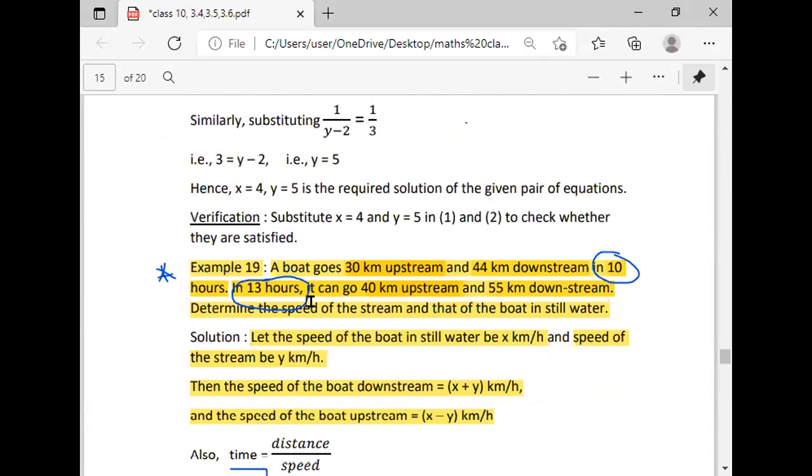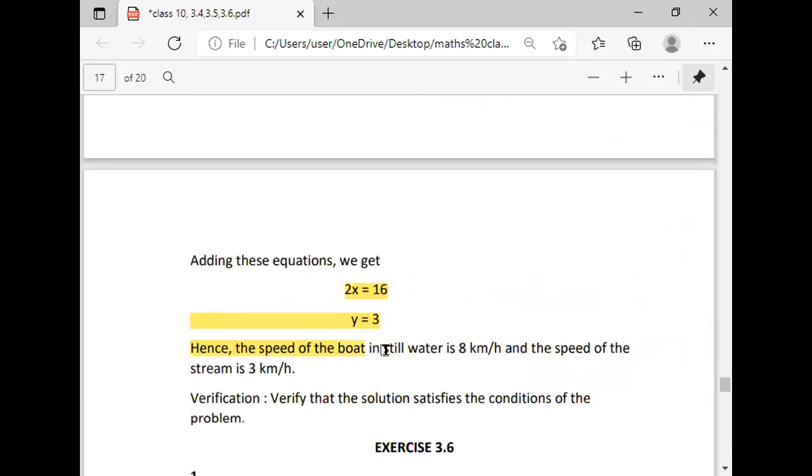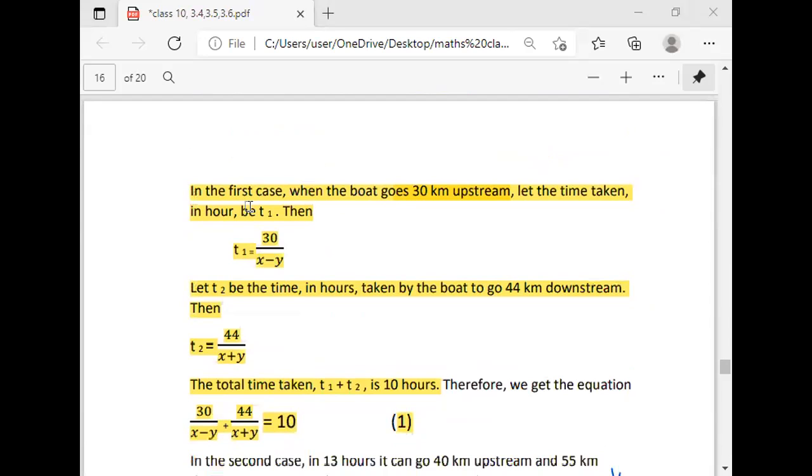What have we called x? The speed of the boat in still water was termed as x. So x is 8 kilometers per hour and the speed of the stream is 3 kilometers per hour. So that was our answer. Again, we can verify it just by substituting this x value and y value in these equations, and check whether our answers are correct or not.